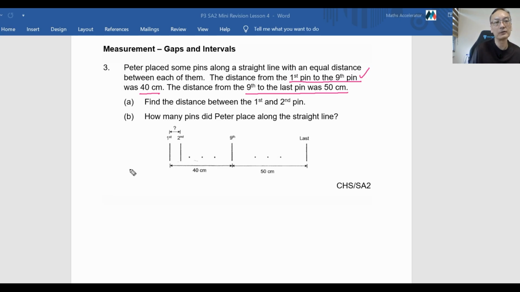So let's go through this understanding. We know that if we have 2 pins, there will be 1 gap. And if we have 3 pins, we have 2 gaps, right? So 2 pins is 1 gap. 3 pins will give us 2 gaps.